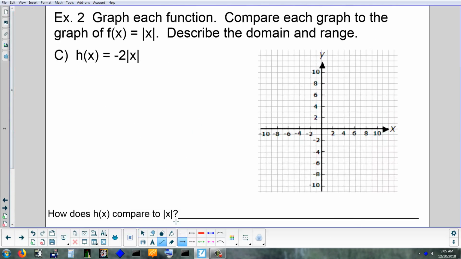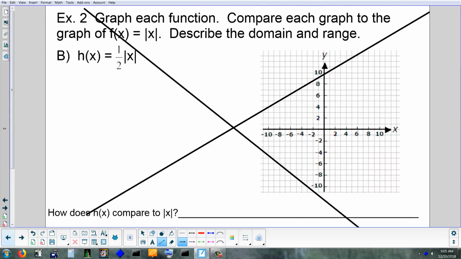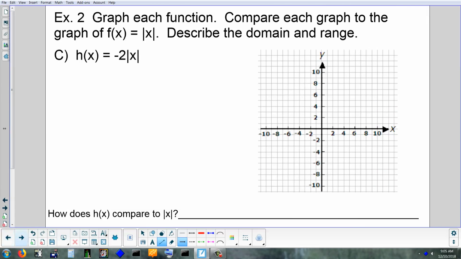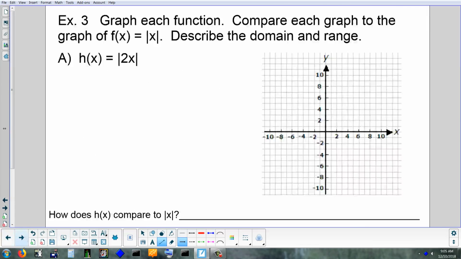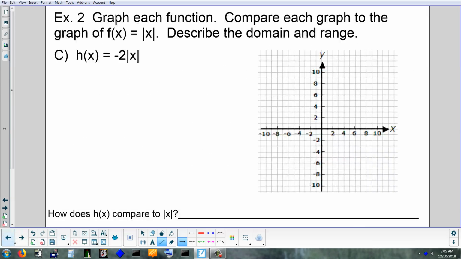So I skipped the other one because it's pretty much the same thing, except instead of a stretch, it would make it compressed a little more. So we're not going to do that one. Okay, let's try this one because we haven't done one with a negative.